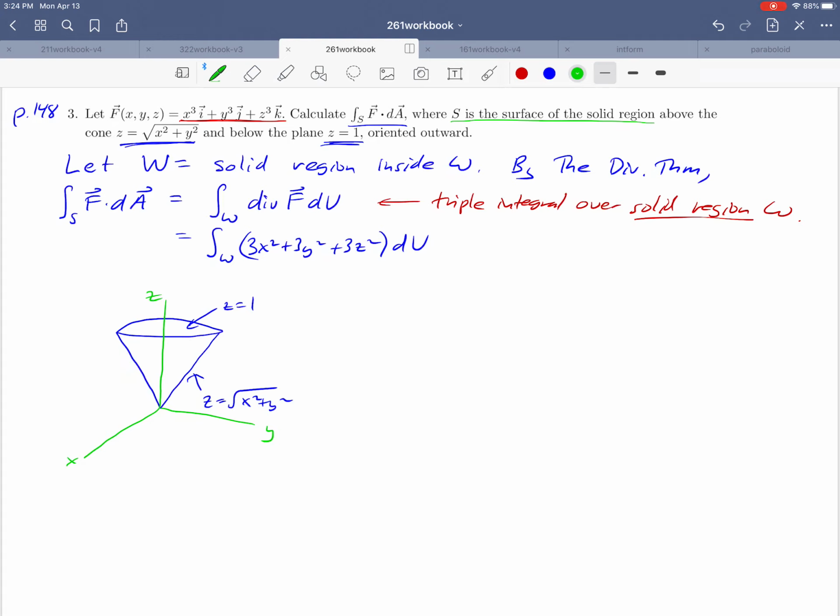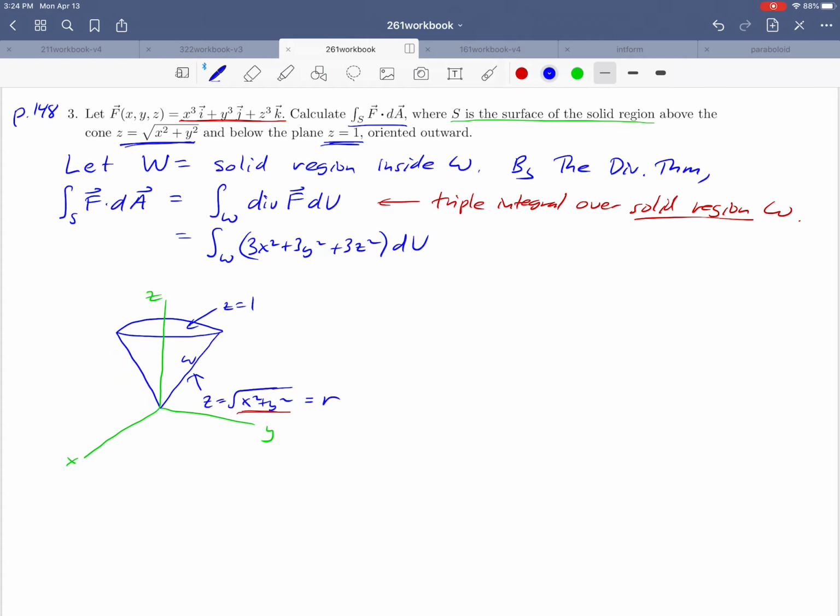Okay, we want to set up a triple integral over this solid region W that we've just drawn. So what coordinate system should we use here? We need to choose a coordinate system. Well, we've got choices, but one clue as to what a nice coordinate system might be is this x squared plus y squared here. In cylindrical coordinates, x squared plus y squared is equal to r squared. And so if we rewrite this in cylindrical coordinates, z would equal r. That's the equation of our cone in cylindrical coordinates.